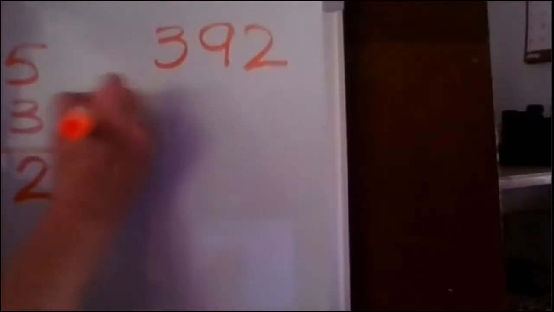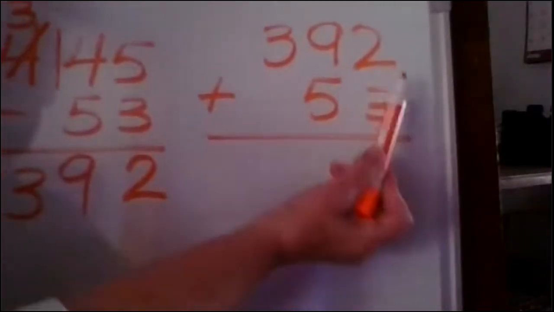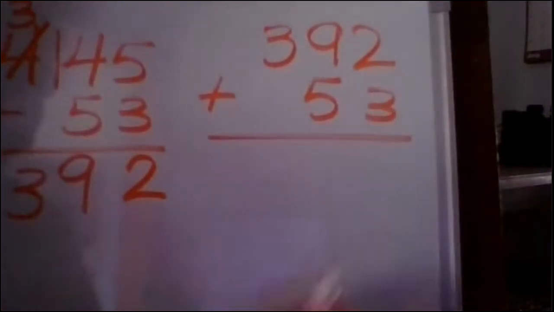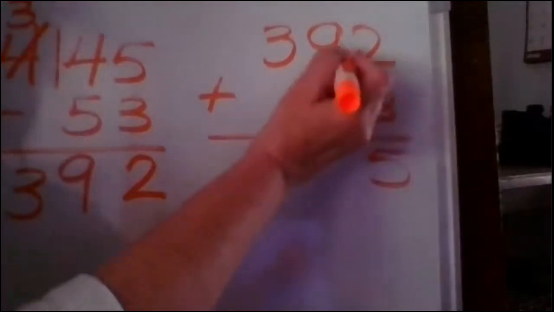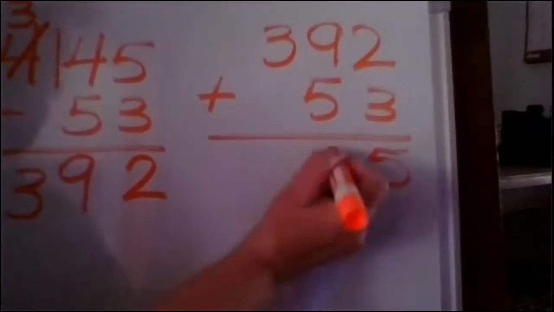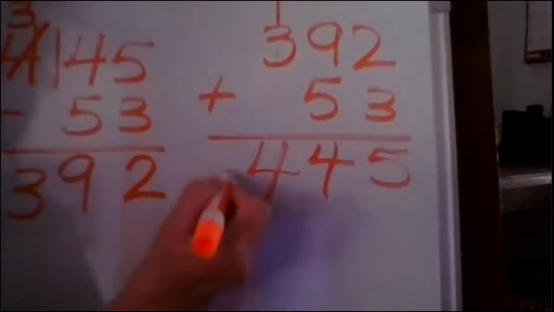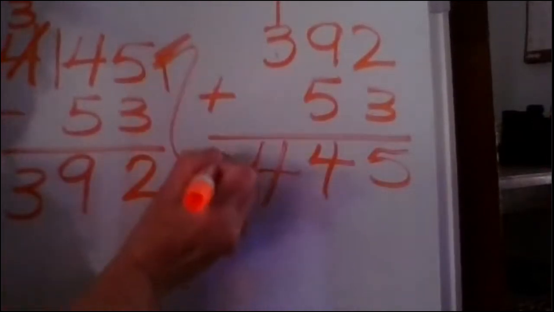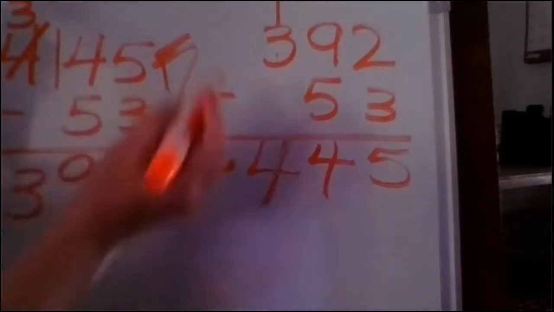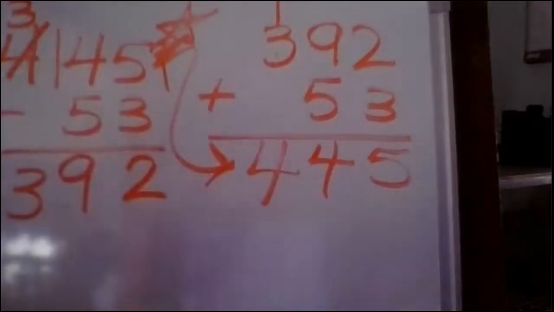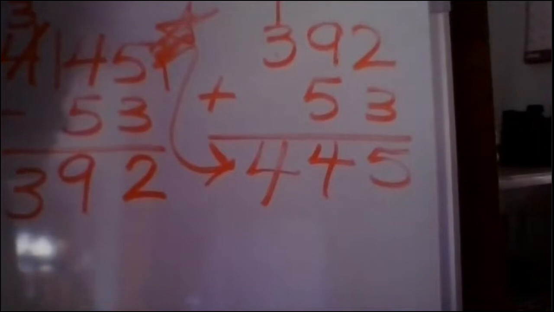Now let's add. 392 plus, that's right, 53. 2 plus 3 equals 5. 9 plus 5, yep, 14. Regroup, 3, 4. Did we end back up with our answer? We did. We started with 445. Very good, boys and girls.